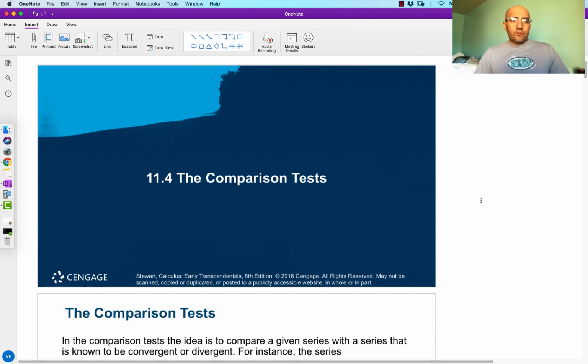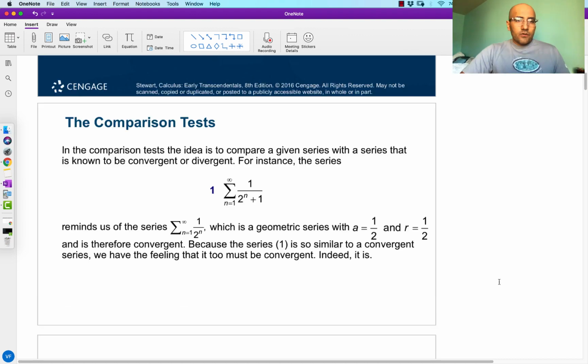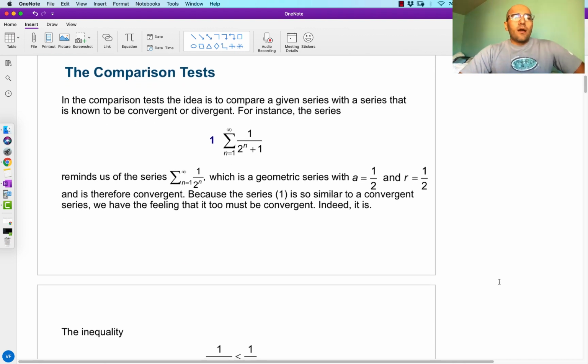All right, let's continue chapter 11 with section 1.4, the comparison test. In the comparison test, the idea is to compare a given series with a series that is known to converge or diverge. For instance, let's look at this series. We're looking at this infinite sum as n goes from 1 to infinity, described by this equation.